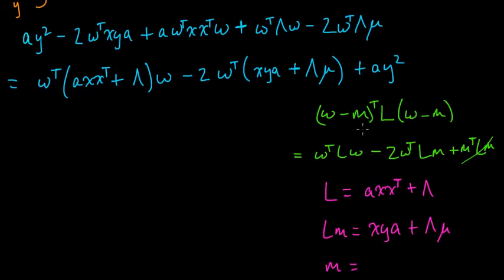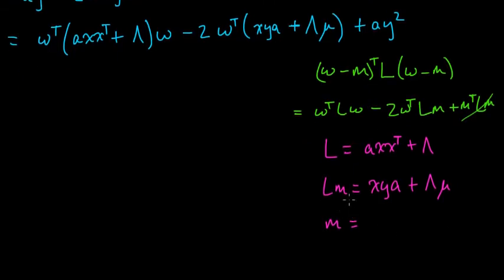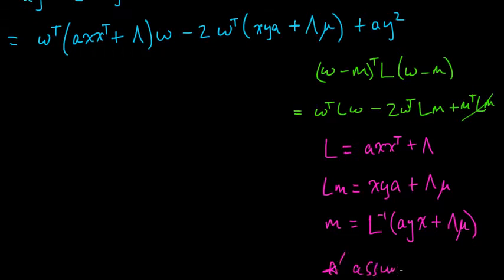And we need to get M. M is the thing that we want. It's the thing we don't know. Let's assume L is invertible for the moment. Maybe we'll have to come back and check that. Since these are scalars, let's put those in front. M equals L inverse times A y x plus lambda mu. So we're going to star that, assuming L inverse exists for the moment.